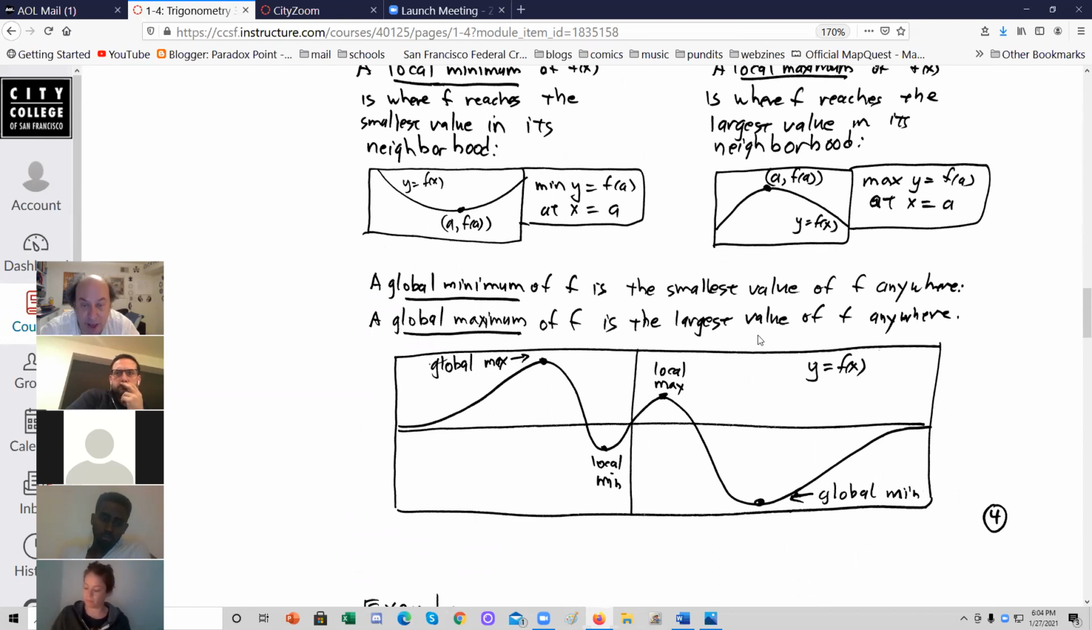Now there's global minimum and global maximum. A global minimum is the smallest it ever reaches. A global maximum is the largest it ever reaches. So for example, here's a function, it comes from 0 up to here. Here's a global maximum. Then it comes down to here. It's a local minimum because this is smaller. It rises again to a local maximum, local because this is bigger, then down to a global minimum, and back to 0.